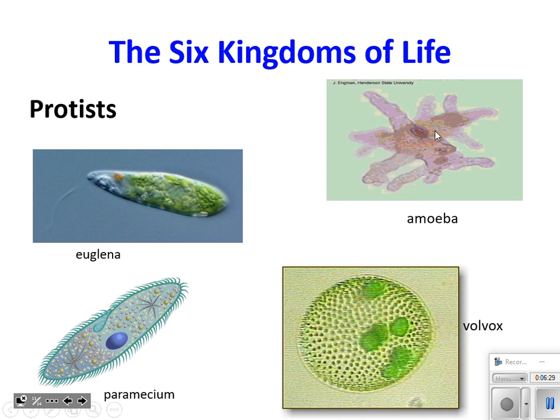Here is an amoeba. An amoeba is a protist. It's just kind of some big blob. And finally, a volvox right here. Once again, the green color here, the volvox. What do you think? Photosynthesis, maybe? I dare to say yes. So here are 4 different examples of some protists.